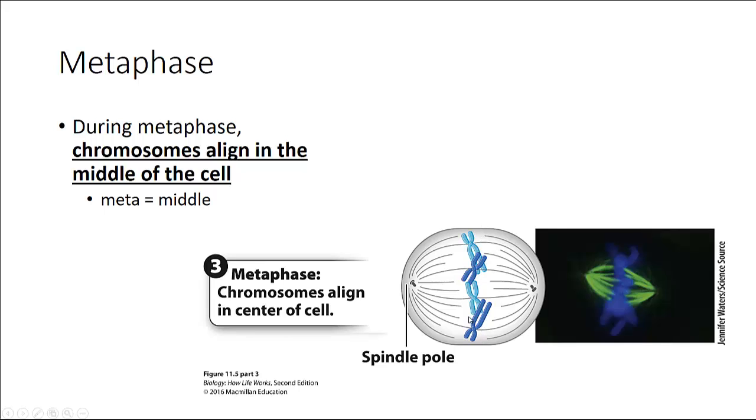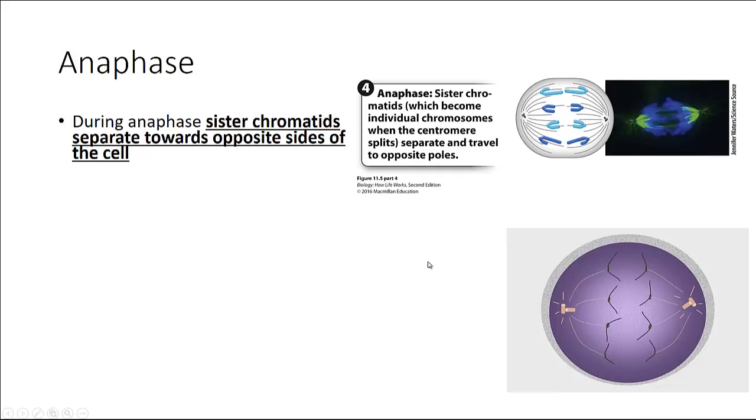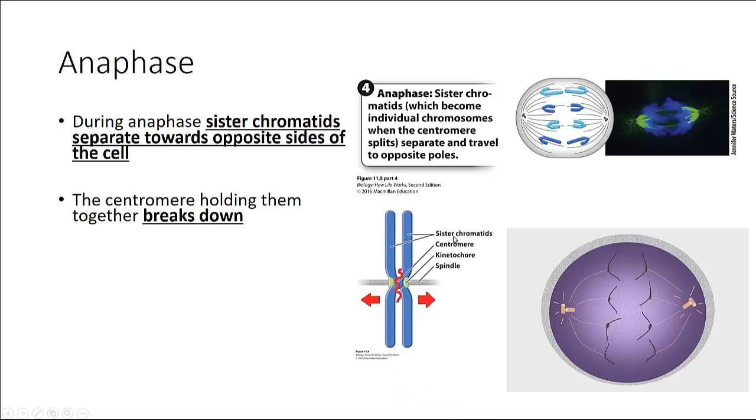One of the most obvious stages of mitosis is called metaphase, because you can see it nice and easily, because all the chromosomes line up right in the middle of the cell. And that's really the main thing about metaphase. The next phase is anaphase. In anaphase, the sister chromatids will break apart as the centromere that held them together breaks down.